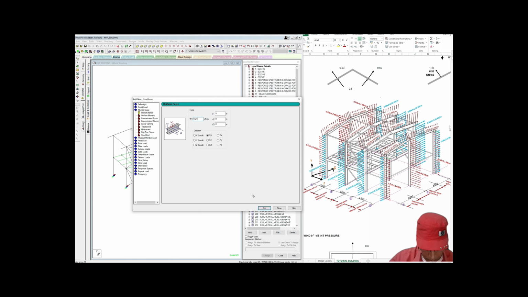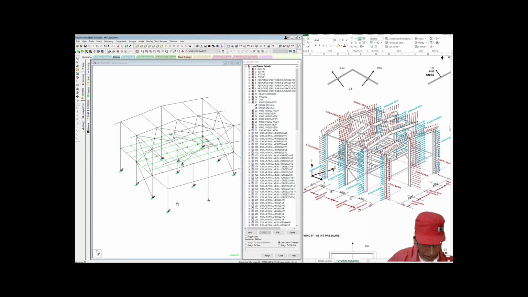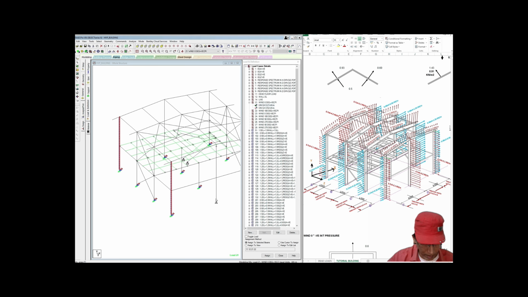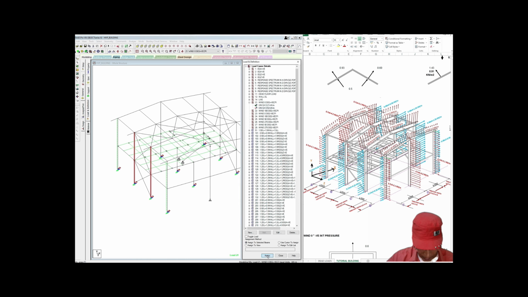0.21 kilonewton per meter, add. Then we have 0.52 kilonewton per meter, add. Close. So the 0.21 kilonewton per meter load will be along the columns at the gable end, assigned to the selected beam. So this has been assigned. Then 0.52 at this column at interior, so assigned.